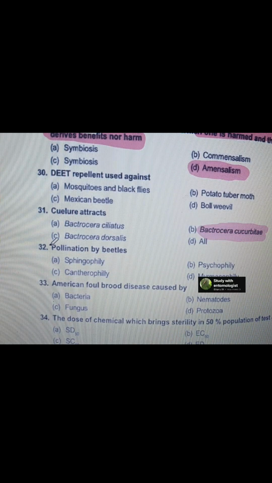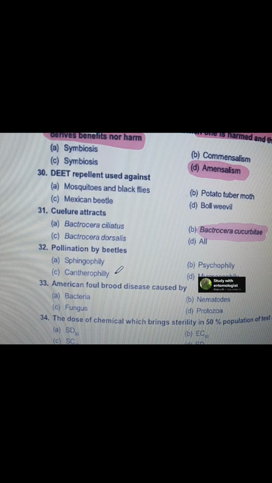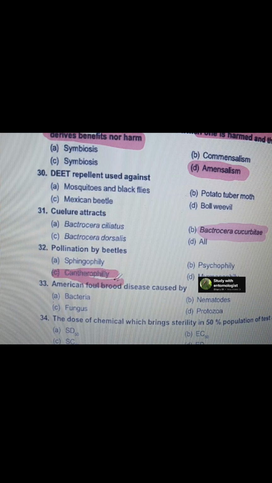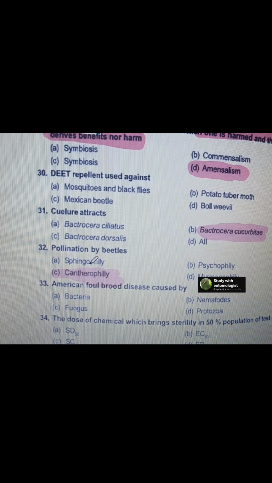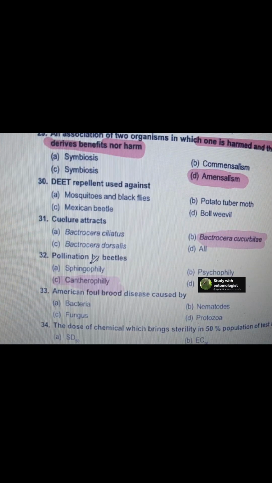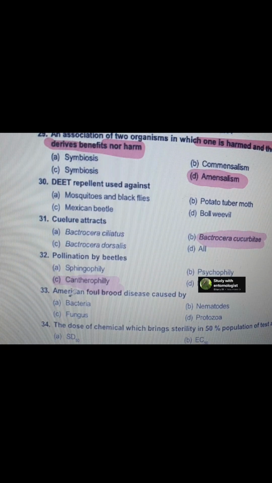Next question is pollination by beetle is known as. So pollination by beetle is known as cantharophily. And the cantharidin chemical is present in the blister beetle, from there you can remember it. American foulbrood disease is caused by, so it is caused by a bacteria.